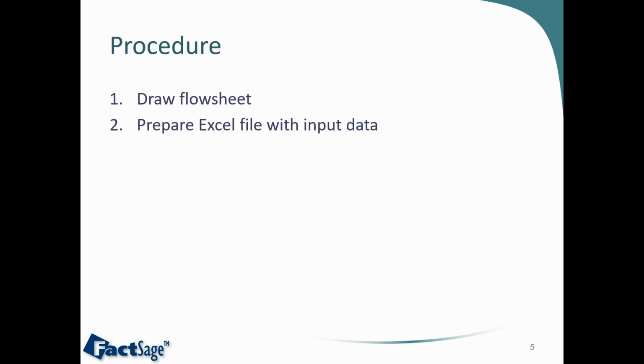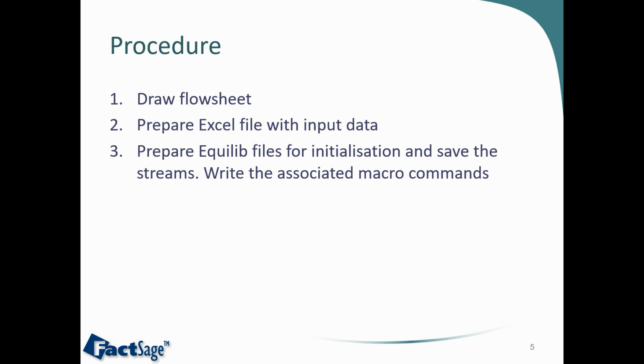The second step is to prepare the Excel file for the input data. It does not have to be finalized at that stage, but the main input data should be identified and arranged in a worksheet so that the cell addresses are known and can be used when writing the macro code. The third step is to create the Equilib file for the initialization stage and write the corresponding macro commands in the macro file. The objective here is to have the macroprocessor initialize the streams with the input data entered in the Excel worksheet. So here I will build the macro code piece by piece and test it regularly to identify errors that would not be caught by the macroprocessor and to make sure that it does what I want.